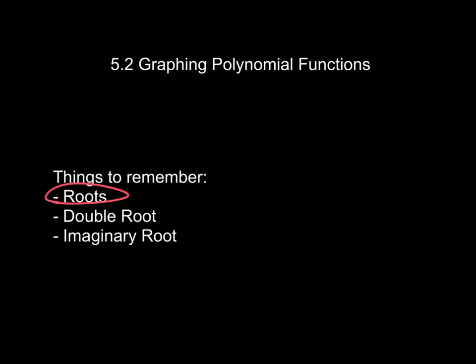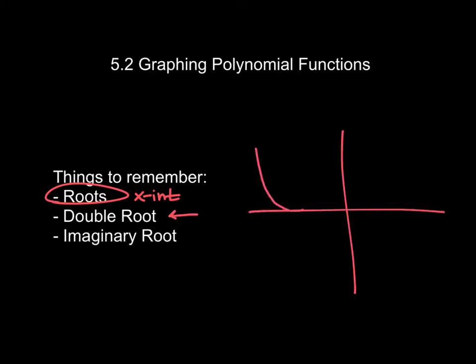Remember roots, that's the same thing as our x-intercepts. So when we're looking at a graph, that's just anywhere it's going to touch or cross through the x-axis. A double root, remember, is something we talked about with parabolas. A double root is where it just touches the x-axis. An imaginary root is when we're not going to touch the x-axis at all, and then normal roots obviously just go through the x-axis. So just keep that in mind.